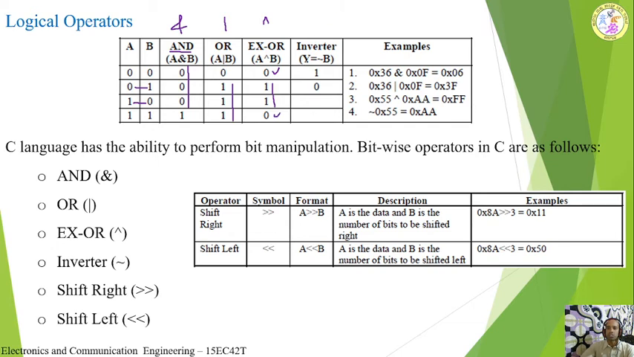For the inversion, y is equal to negation of b. We are going to use the tilde symbol. This is the tilde symbol we are going to use. This will give the negation for the inversion operation. We are inverting the b bit. What is b here? B is 0, that becomes 1 here, and b is 1 here, and this becomes 0.